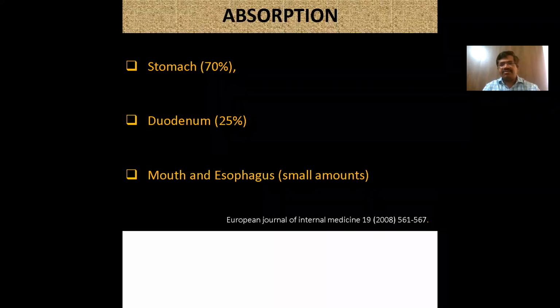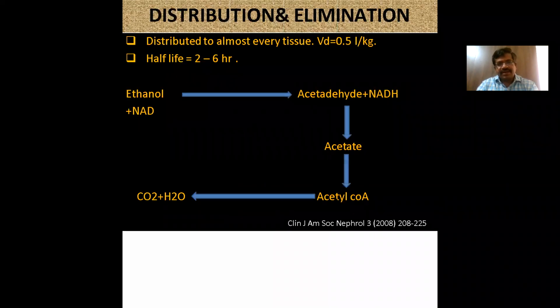If we talk about the pharmacokinetic parameters of alcohol, absorption is most commonly observed in the stomach, followed by the duodenum, and lastly the mouth and esophagus. Its distribution is also high, to most of the tissues. The volume of distribution is 0.5 liter per kg, and its half life is 2 to 6 hours.